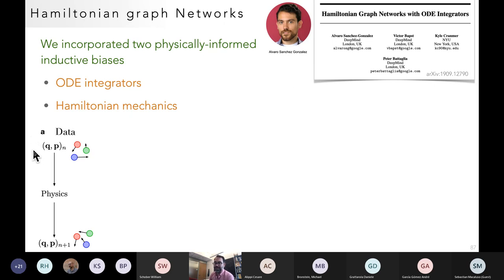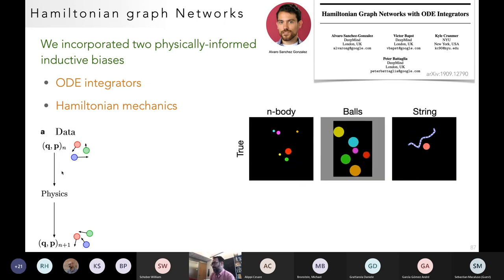You can think about the system as evolving in time from one time step to another time step, where physics is the evolution. So the time step n and n plus one, and the state of the system is modeled by essentially positions and momenta of all the particles in the system. Here's the system evolving according to the physics.